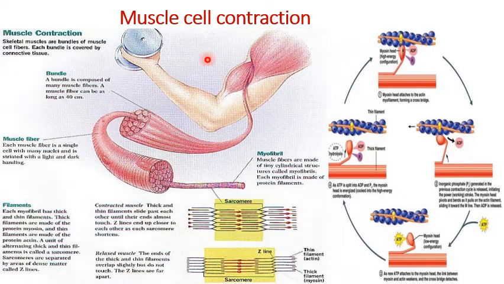Let's see what is the actual mechanism involved in muscle cell contraction. Muscle cell contraction involves the muscle cells. These muscle cells are also called muscle fibers, and they are bundled together. The bundle is surrounded by a tissue called connective tissue, which holds the bundle of muscle fibers. The enlarged view of this muscle fiber, also called a muscle cell, contains several nuclei.